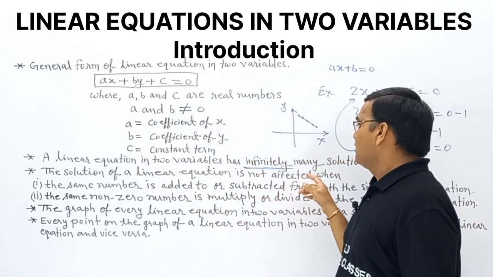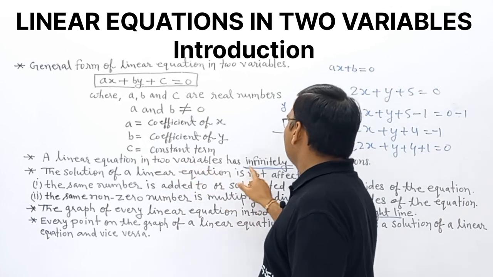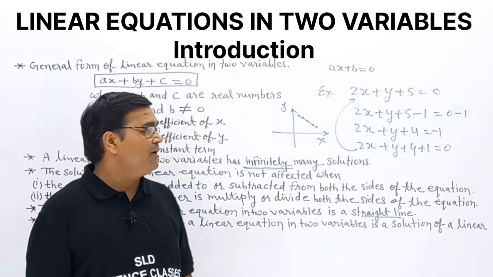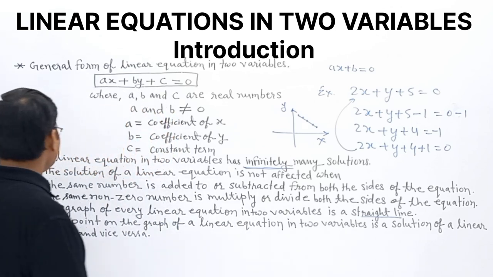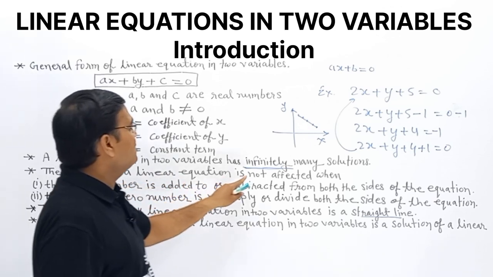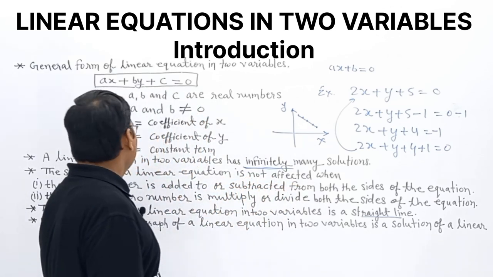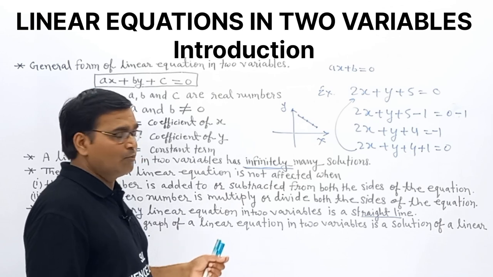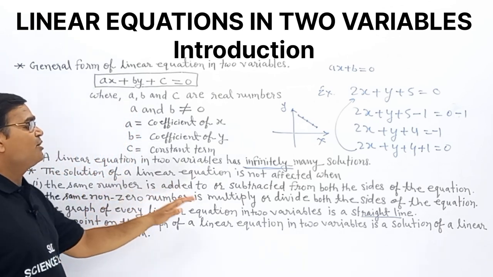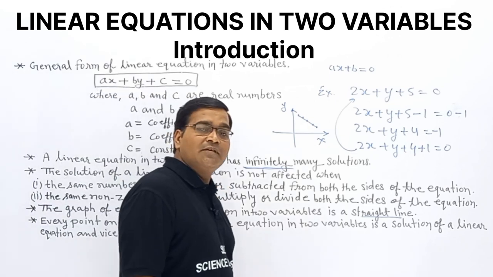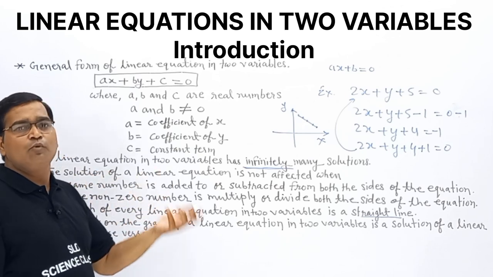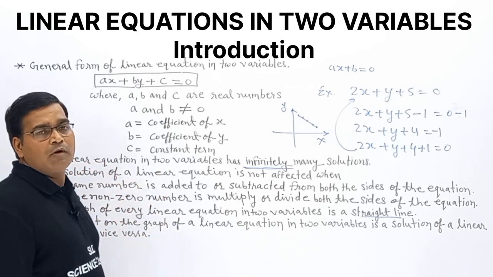One thing we should memorize: a linear equation in two variables has infinitely many solutions. Infinitely many solutions we are getting. Clear? And these are similar to the equation rules. The solution of a linear equation is not affected when the same number is added to or subtracted from both the sides of the equation, and when the same non-zero number is multiplied or divided on both the sides of the equation. Then the linear equation, in one variable or two variables, whatever, will not be affected.